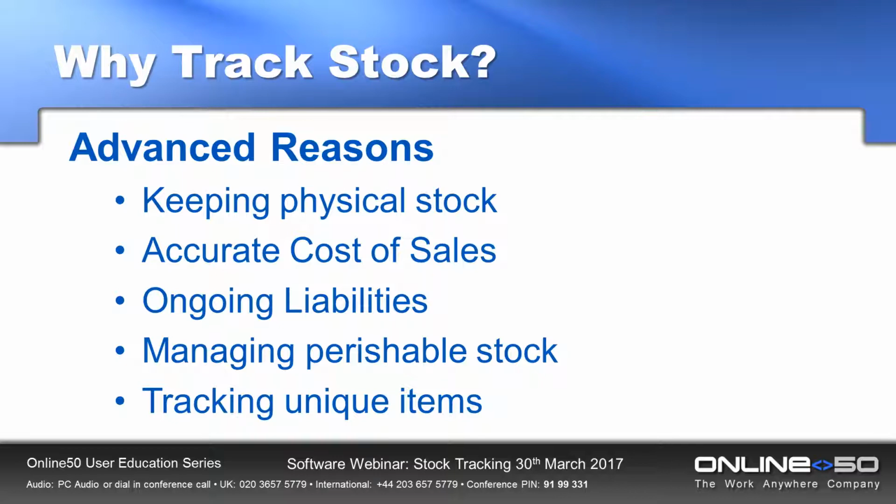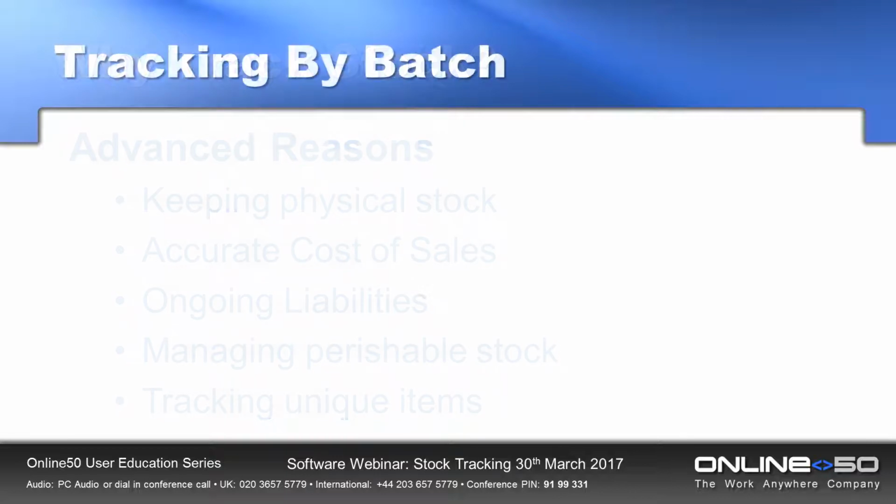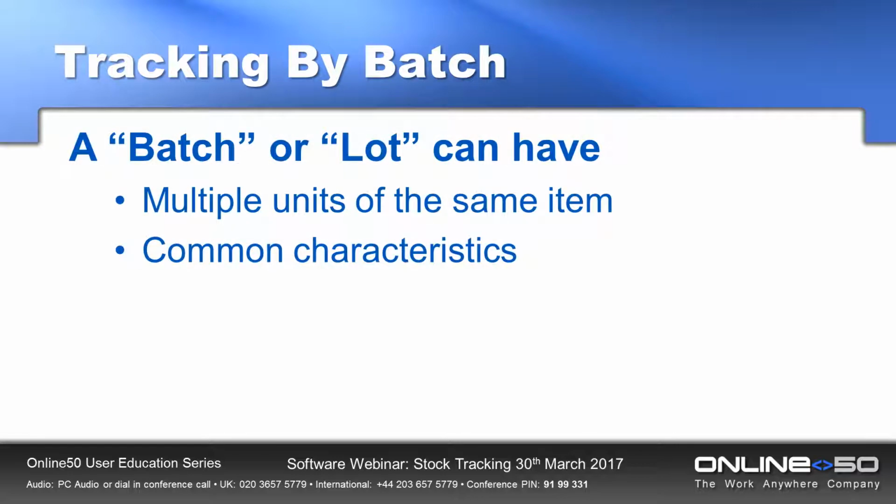And unique items, so a serial numbered item. If we want to know specifically how to track a particular item, we need to track that with an item. So what do we mean when we're saying tracking by batch? Well, batch is sometimes called lots of products. We've got multiple units of the same item.